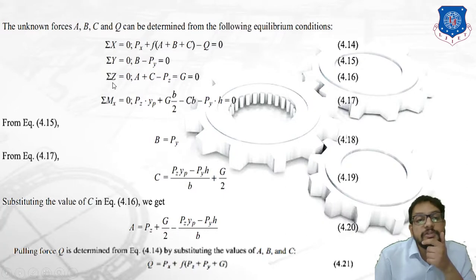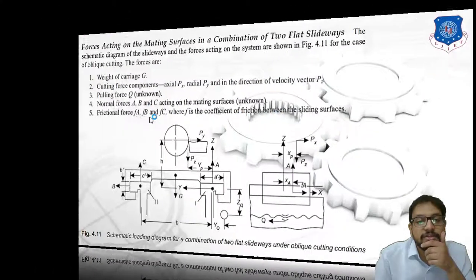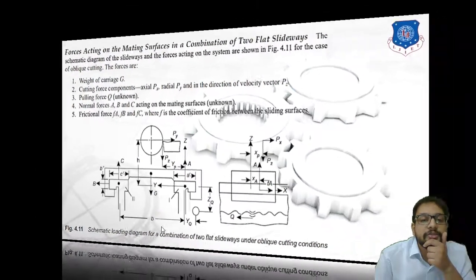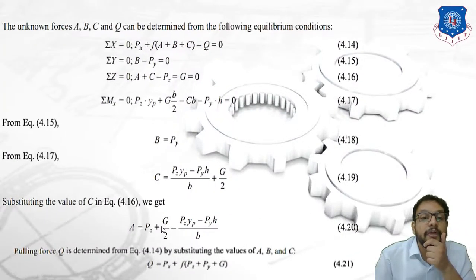Similarly, for the forces which are acting in the z direction, sigma Z is equal to 0, that is in the vertical direction. We can say what the forces are: A plus C minus Pz minus G is equal to 0. So over here it is minus. You can clearly see from this diagram, this is the z-axis. The forces which are acting are A over here plus C over here, the normal forces in the upward direction, minus Pz in the downward direction, minus G, again in the downward direction, which is the weight of the carriage. This is how our equation is formed.